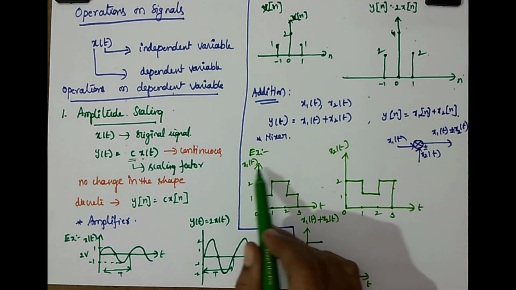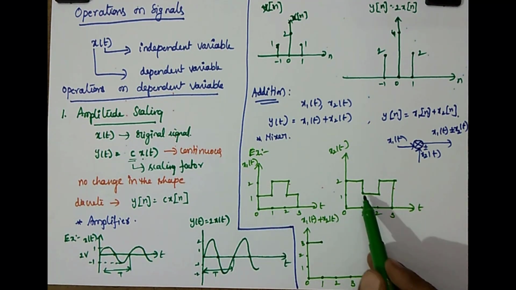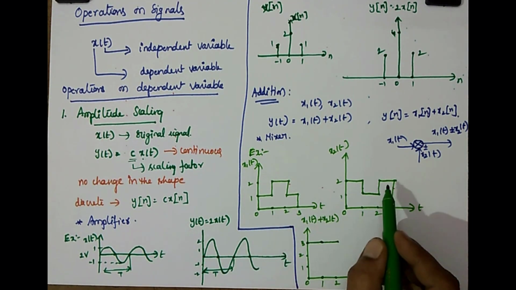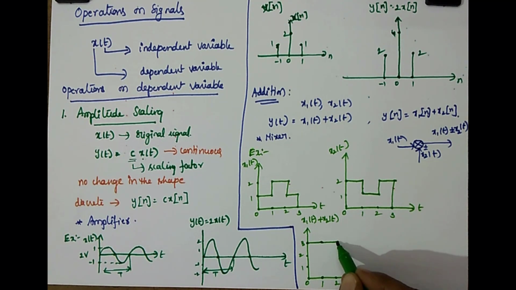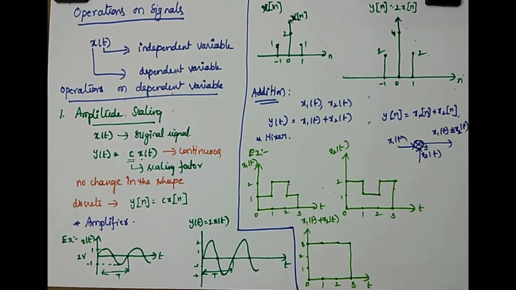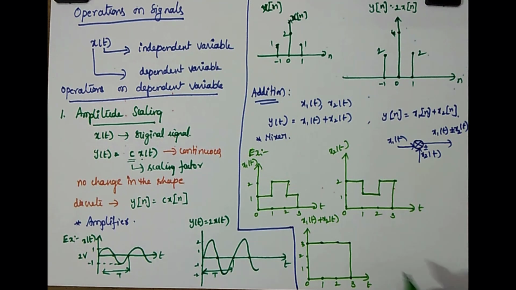Between 1 and 2, x1 of t is 2. And between 1 and 2, x2 of t is 1. So 2 plus 1 is 3. Again, between 1 and 2, you have 3. Between 2 and 3, it has 1 and 2. Again, 1 plus 2 is 3. So it is 3. Okay. So at 3, the two signals are 0, so x1 of t plus x2 of t is also 0.